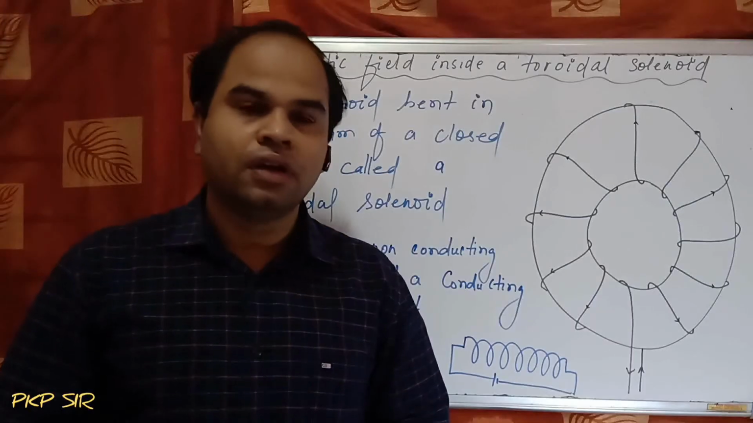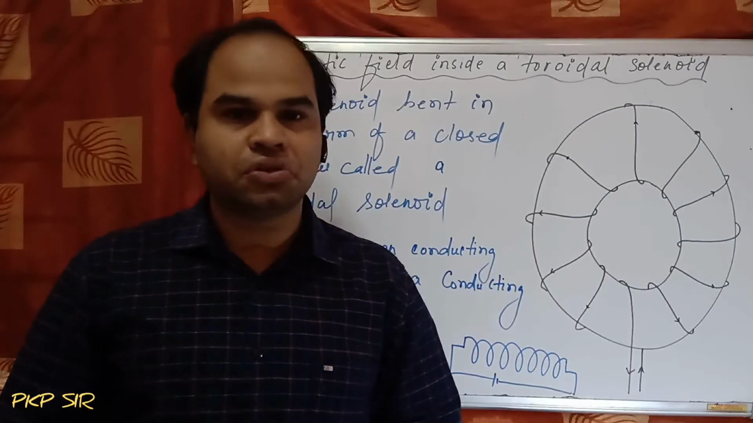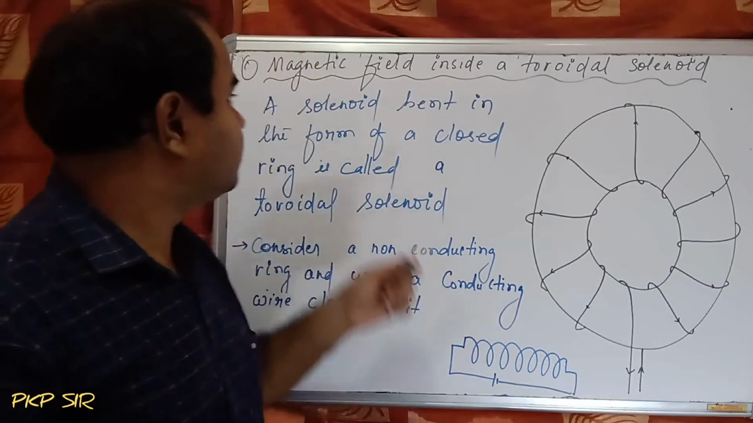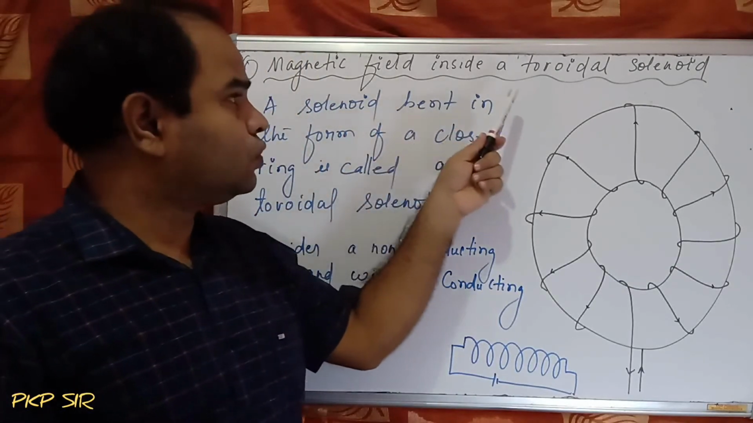Next is the third application of Ampere's circuital law, that is the magnetic field inside a toroidal solenoid.